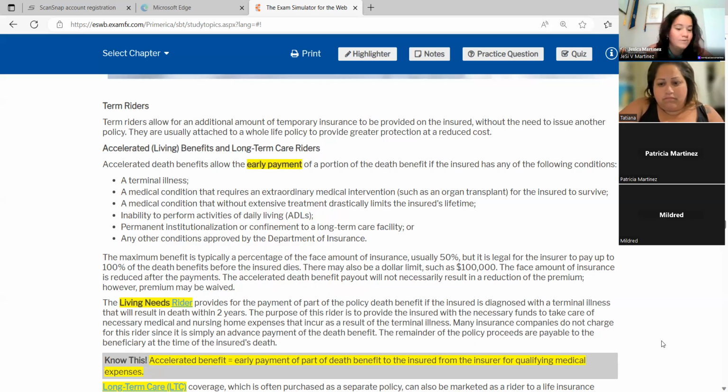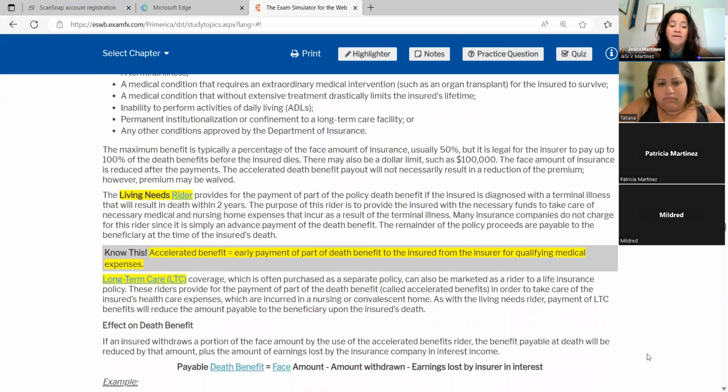Wait, hold it. Accelerated benefit is equal to early payment of parts of the death benefit to the insured for qualifying medical expenses.